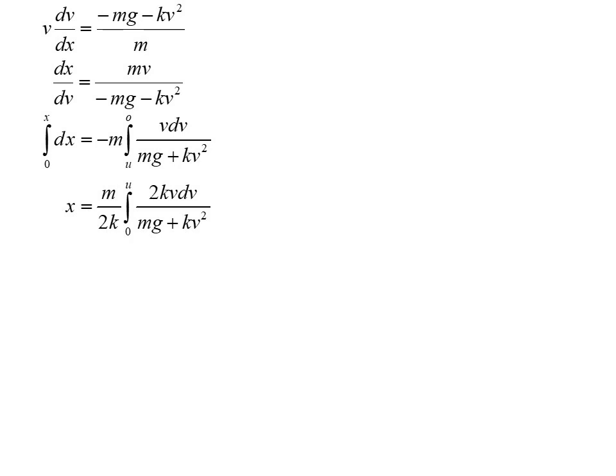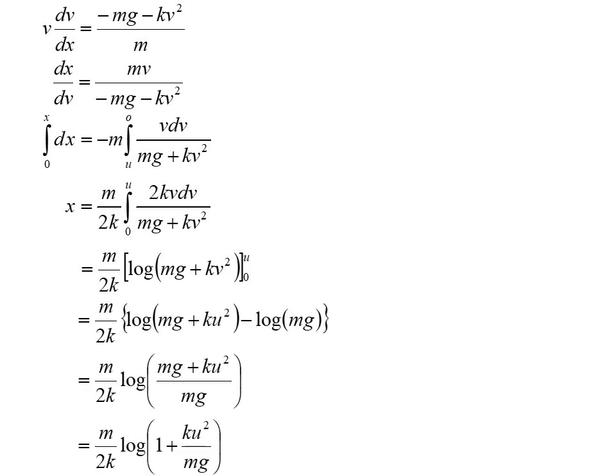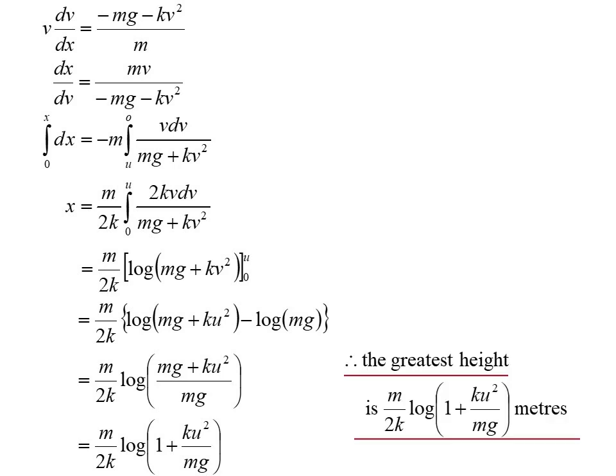So we know that when x is 0, velocity is u. We want to find x when velocity is 0. Subbing in, log of mg plus kv squared. What a lovely expression. Now this is more fun than using numbers, isn't it? Just use pronumerals, that looks much nicer. m on 2k, the log of 1 plus ku squared on mg. There's my greatest height.